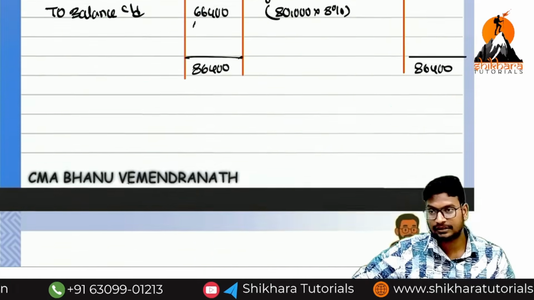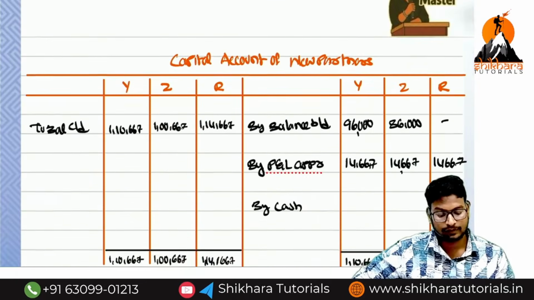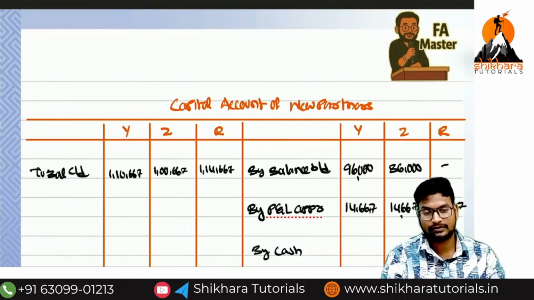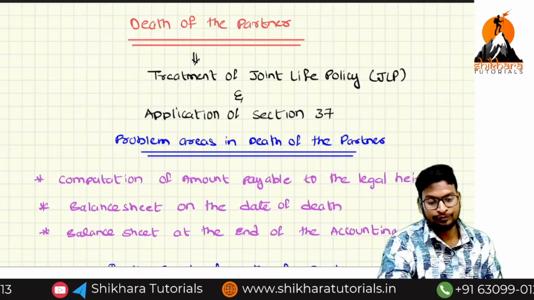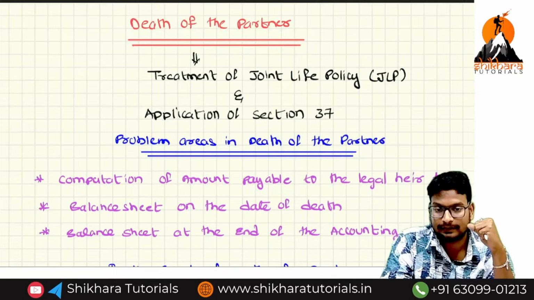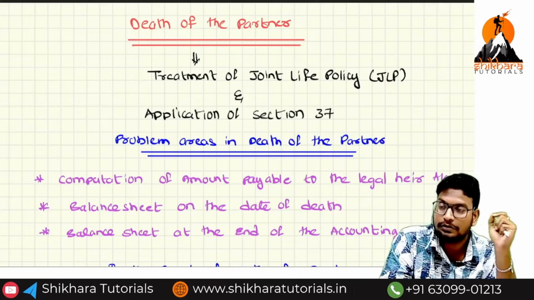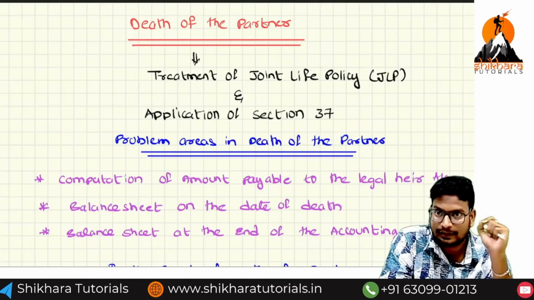Okay guys, so this is how we conclude the section on admission cum retirement. Next we need to see the death concept. The next concept is called death of a partner. It is simple, and we can do it easily.